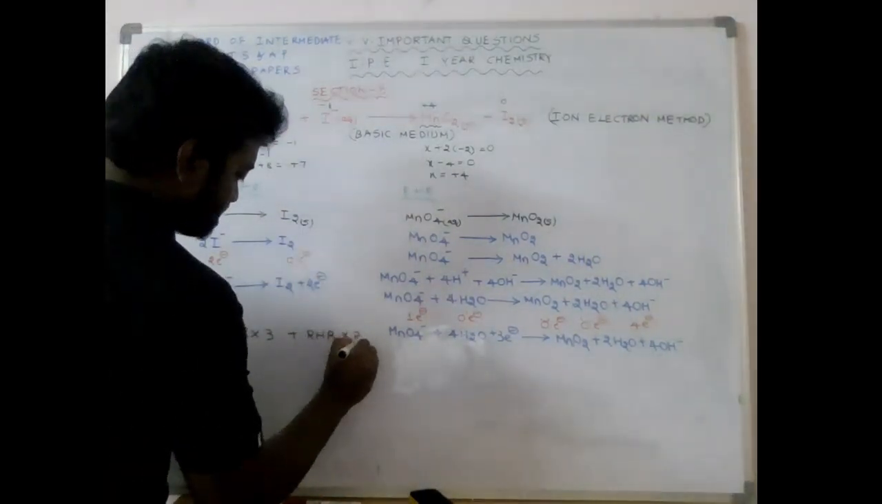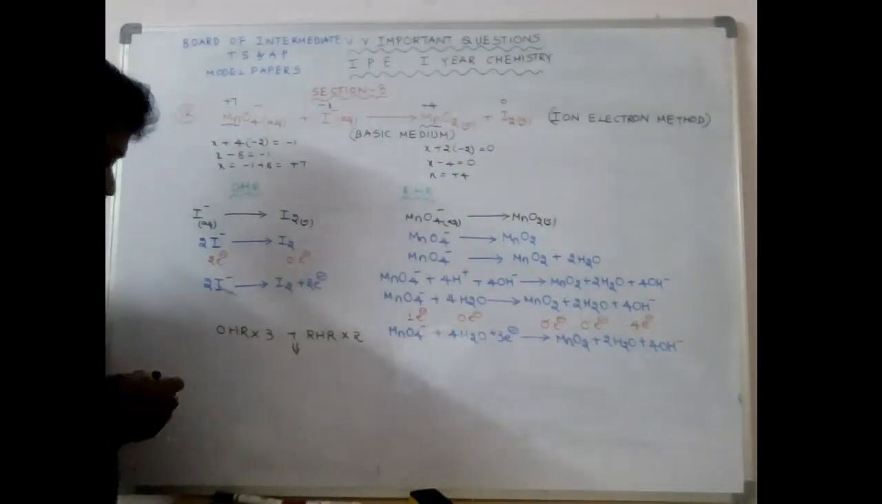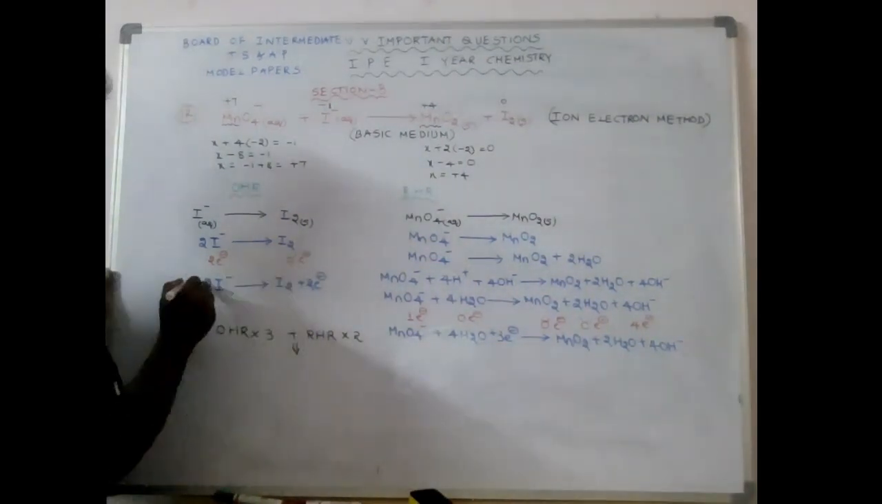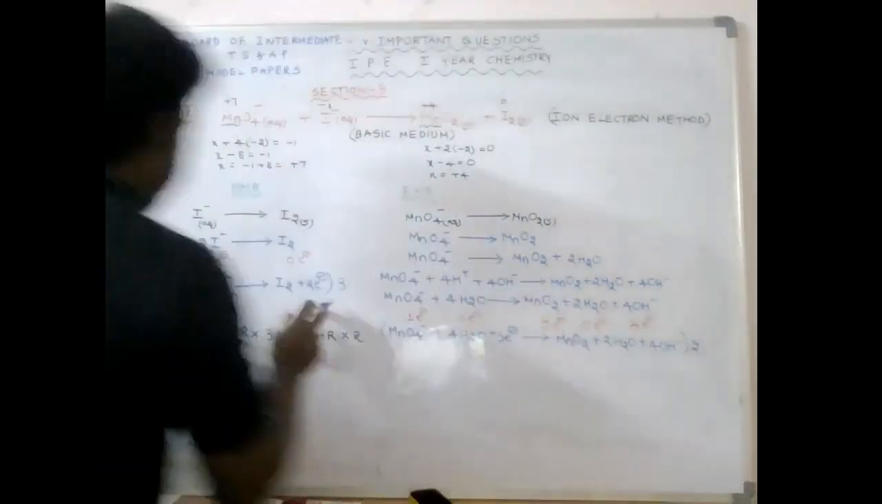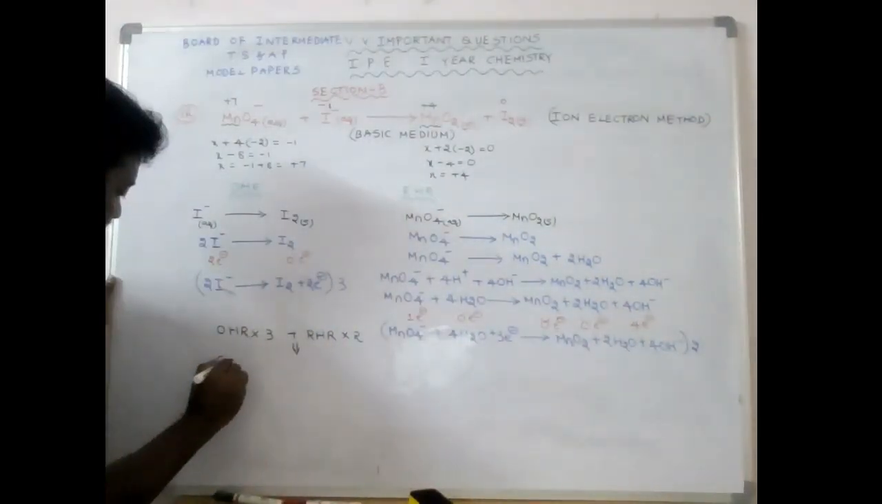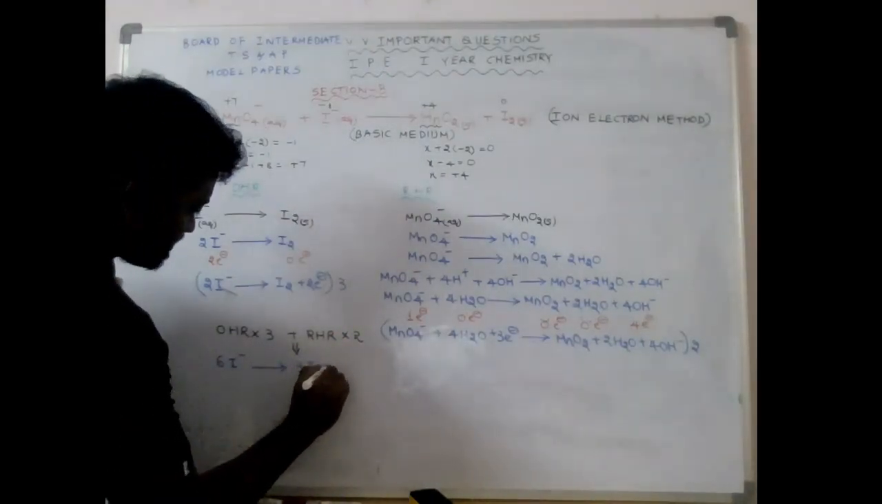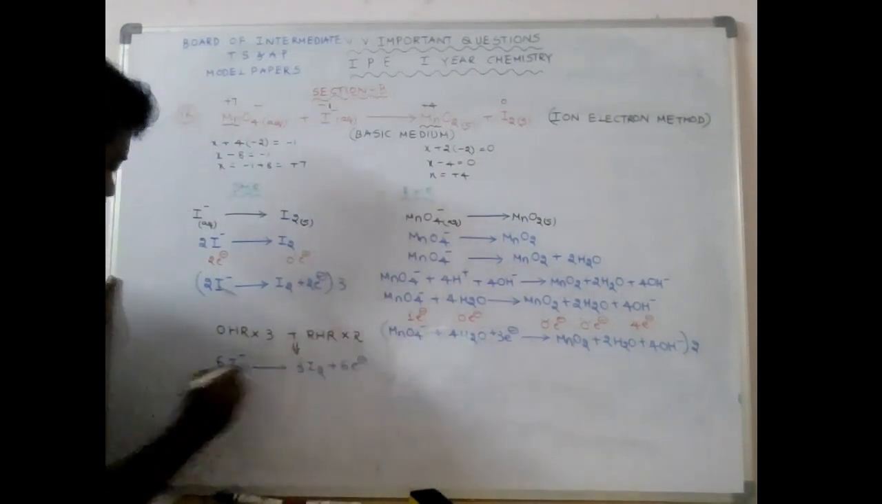Right, now we have to do this. OH minus into 3, what will happen? OH minus into 3, and 3 into this, correct? Here, this into 2. 3 2s are 6, so 6I minus gives rise to 3I2 plus 3 2s are 6, 6 electrons.